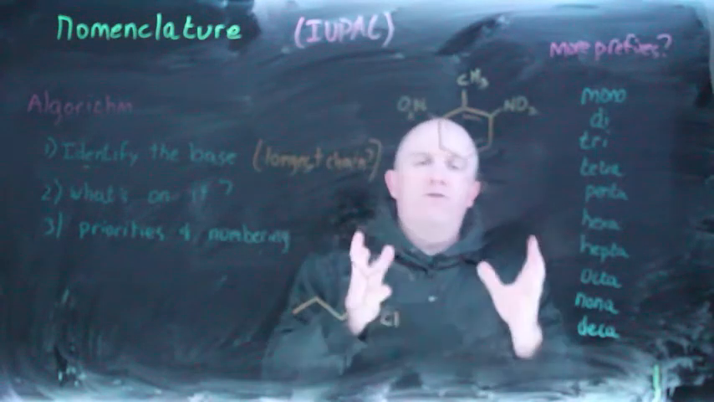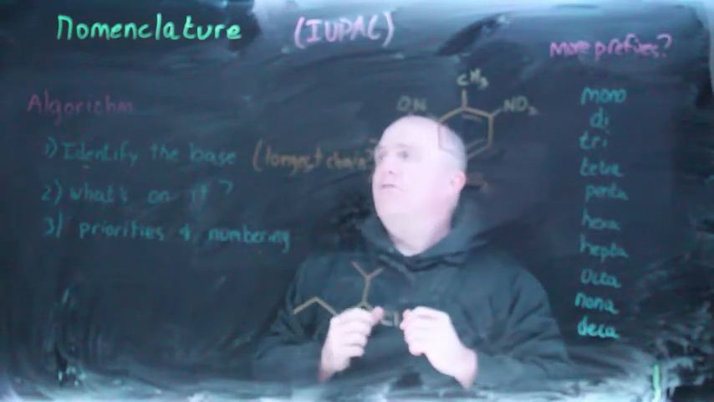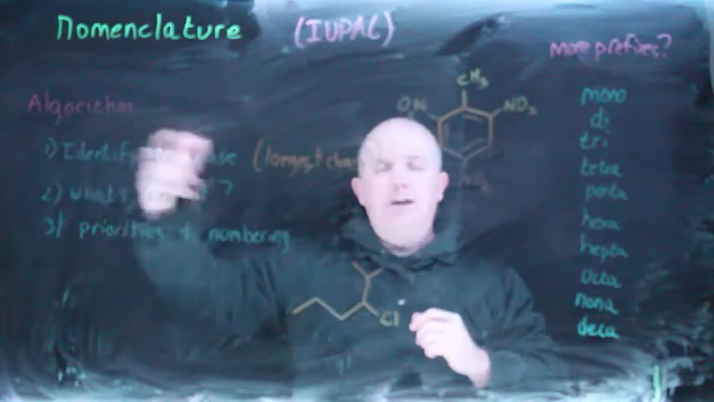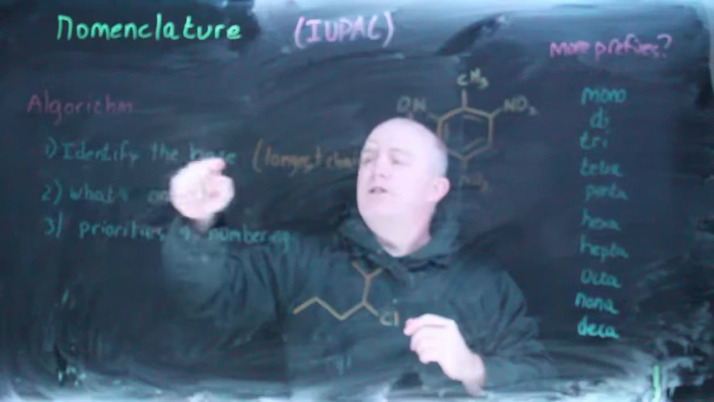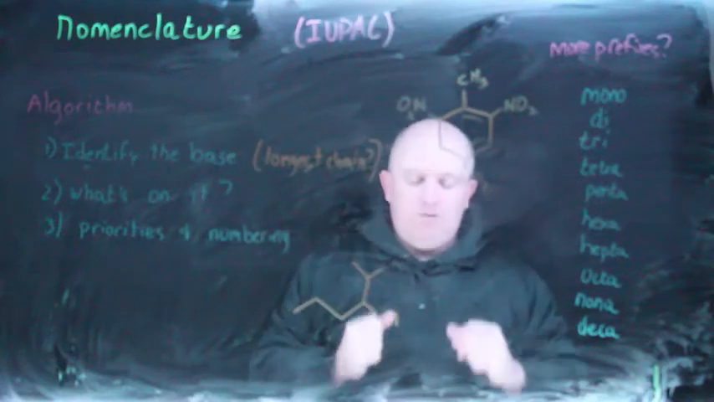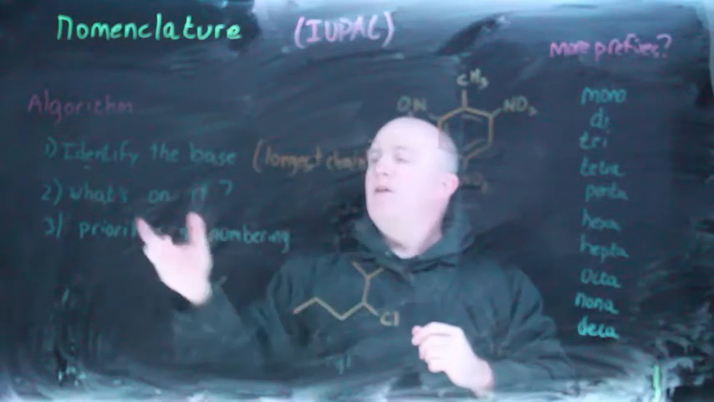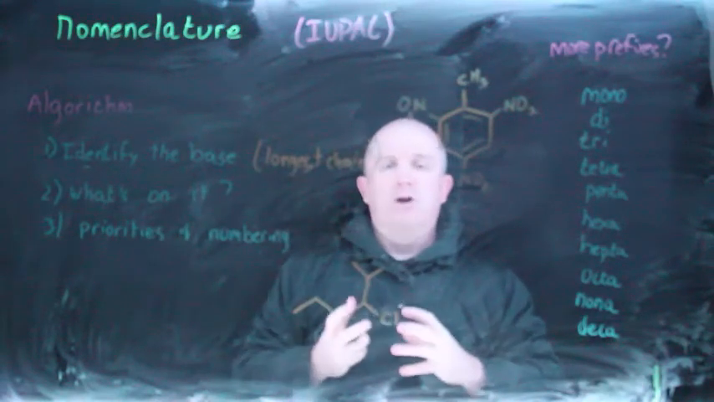Okay, so if you're trying to do nomenclature, the fundamental reality of IUPAC nomenclature is there's an algorithm, and you can learn it. It's in your book, and basically what you need to do is identify the base molecule that you're looking at, and in the case where you have a straight chain molecule like this, then what you're really trying to do is figure out what the longest chain is.